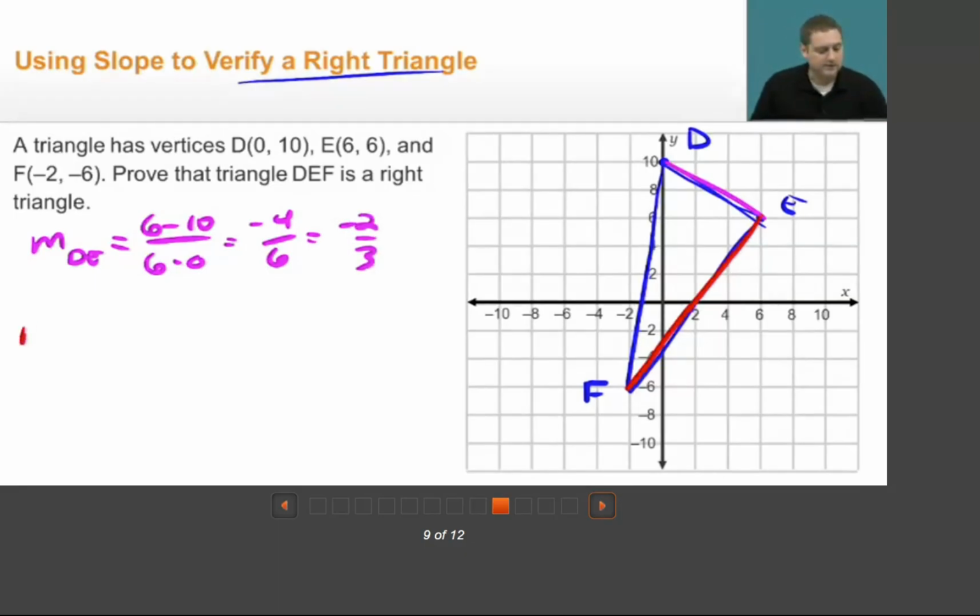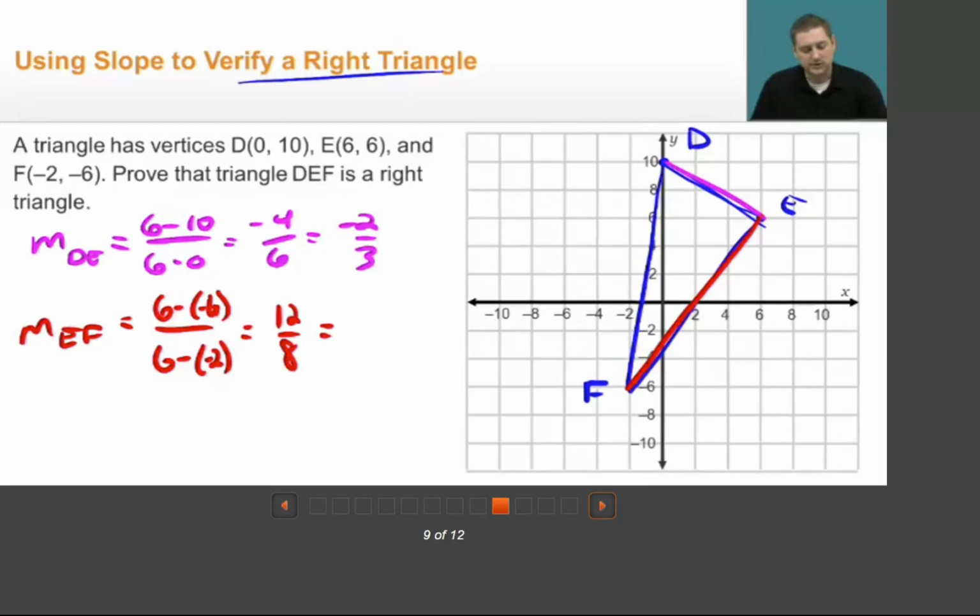So let's go ahead and find the slope now of EF. This time, let's let E be my second point and F be my first point. All right, so that's going to be 6 minus a negative 6 up top, and 6 minus a negative 2 in the denominator. 6 minus a negative 6 is 12, and 6 minus a negative 2 is 8. And this reduces down to a positive 3/2.